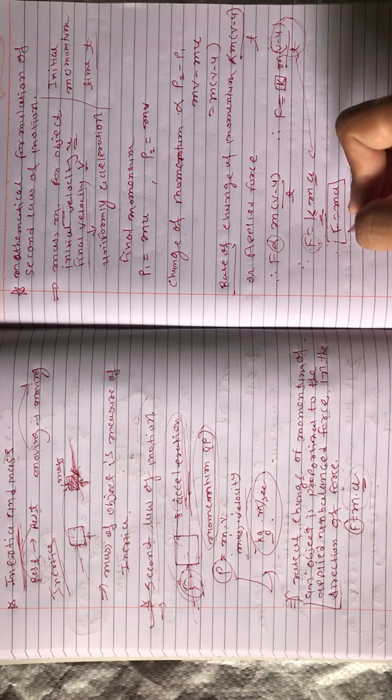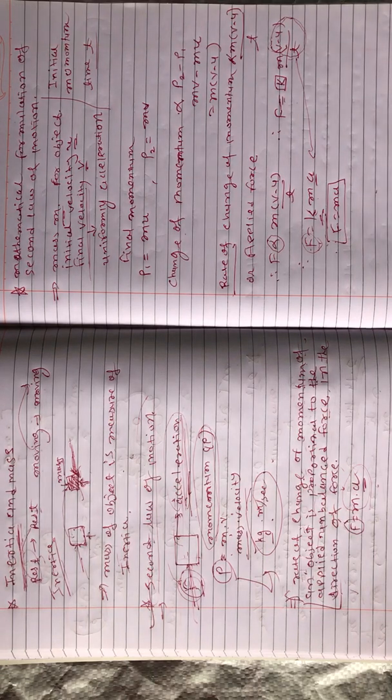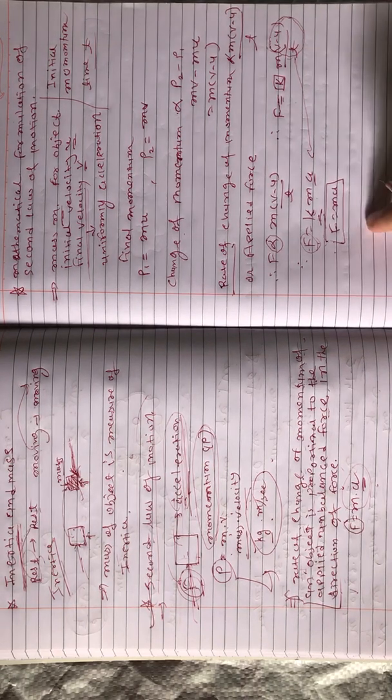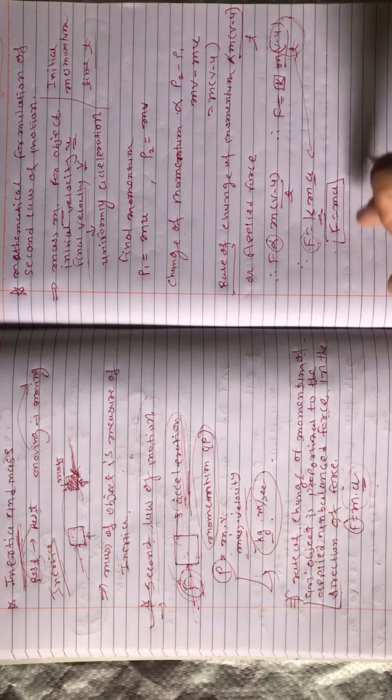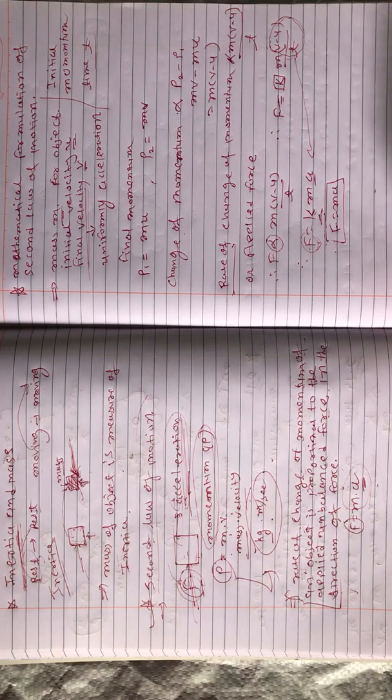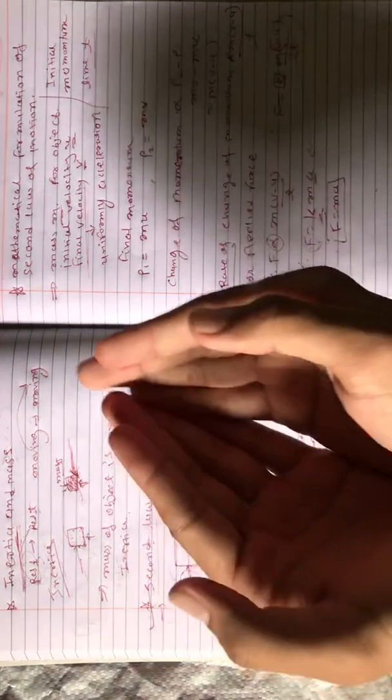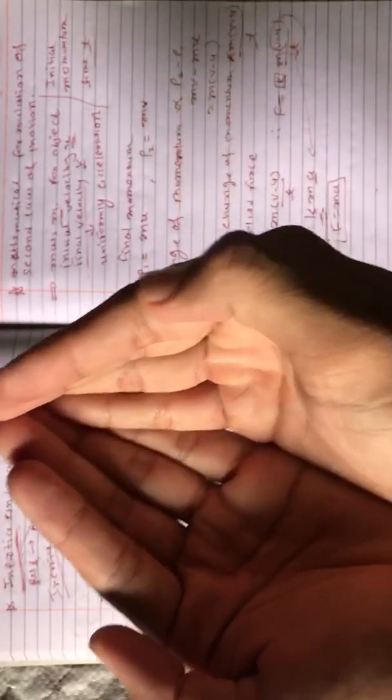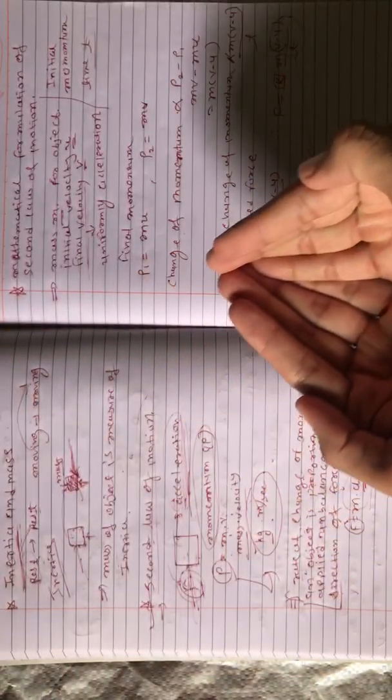Now, the second law of motion is often seen in the actions of everyday life. For example, you can notice when a cricketer catches the ball. What is the action of the hand? When the ball is coming, the hands are in a backward position.